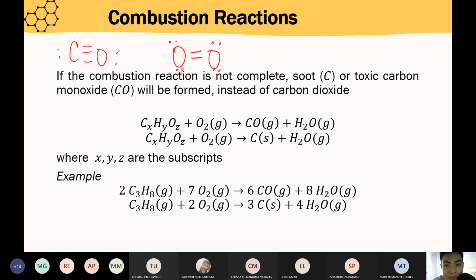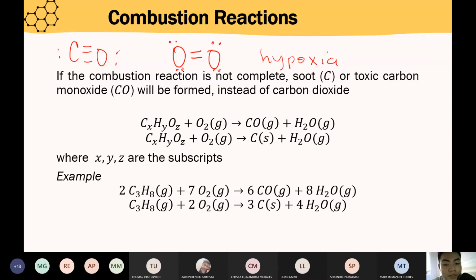Pero mafe-feel mo na lang kapag may build up na ng carbon monoxide sa nasusunog na building kunwari, hihimatayin ka na lang. Why? Because the oxygen in your blood decreases significantly. Kasi instead of oxygen being dissolved in your blood, yung carbon monoxide yung kumakabit sa blood nyo. Okay? So, that results in death. Okay? That's called hypoxia. Okay? Hypoxia.